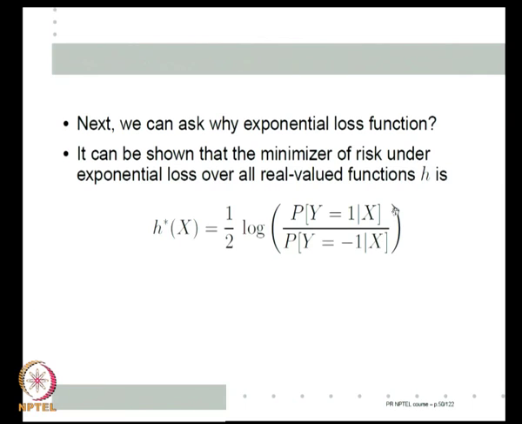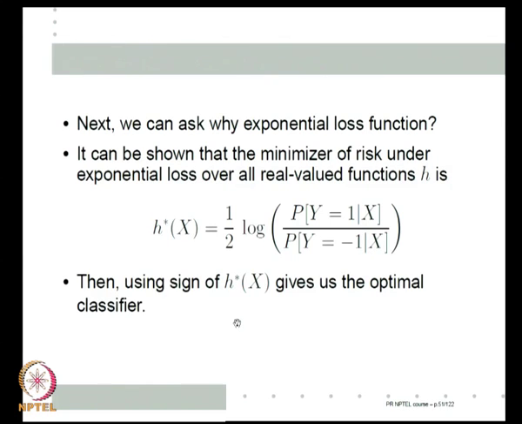So, the probability of y = 1 given x is the posterior probability of class 1, and the probability of y = -1 given x is the posterior probability of class -1. So, in a 2 class case, this ratio is the odds for class 1. If the posterior probability of class 1 is greater than that of class -1, then this factor will be greater than 1 and the log will be positive. On the other hand, if the posterior probability of class 1 is less than that of class -1, then the factor will be less than 1 and the log will be negative, right.